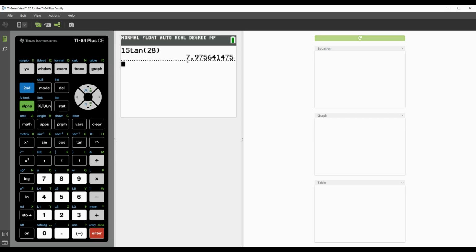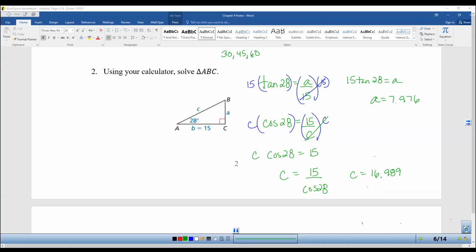So side A is going to be 7.976. And then the other one was 15 divided by cosine of 28. You can either do that because you don't have anything complicated going on, or don't forget you can use alpha F1 if you really need to see it as a fraction, which sometimes is important to make sure that you don't make a mistake. But in this case, it wouldn't have mattered either way. And that's what your side C is, 16.989. So I've written these two answers here for you.